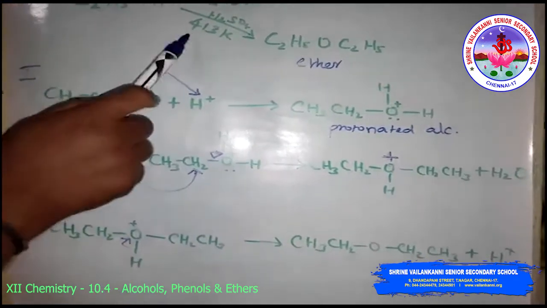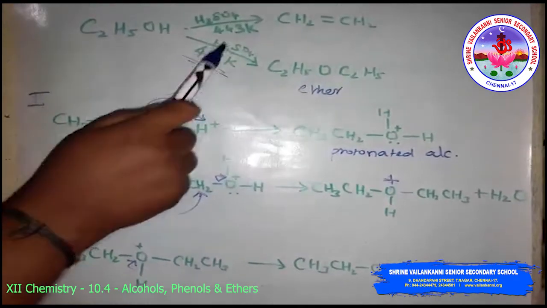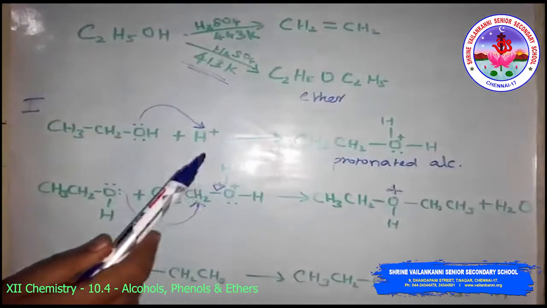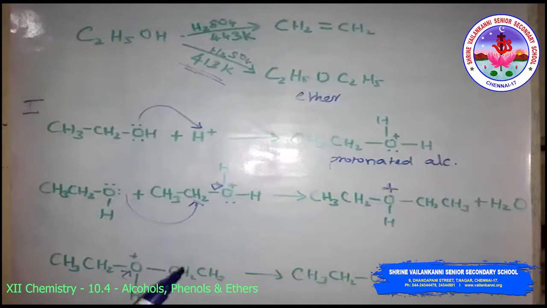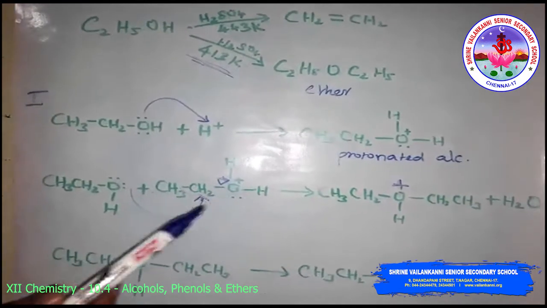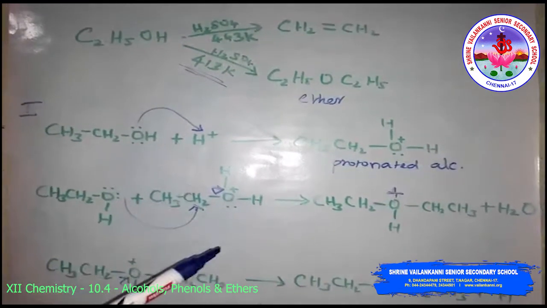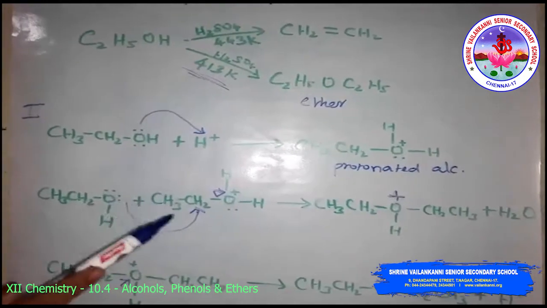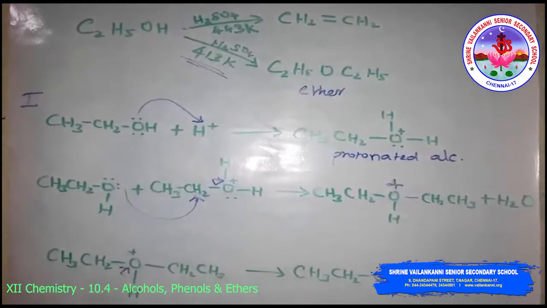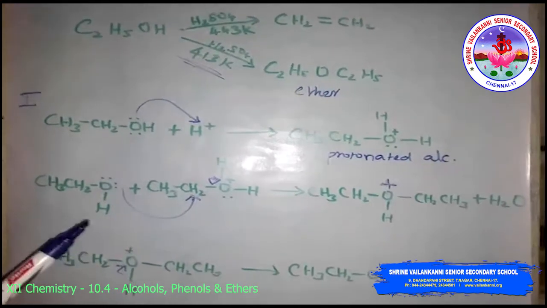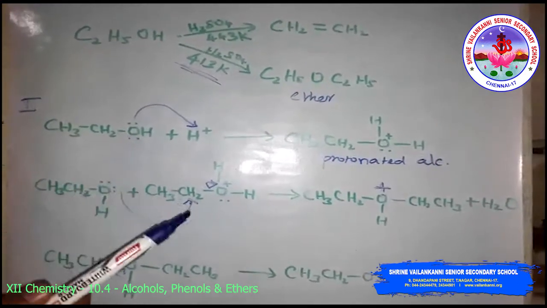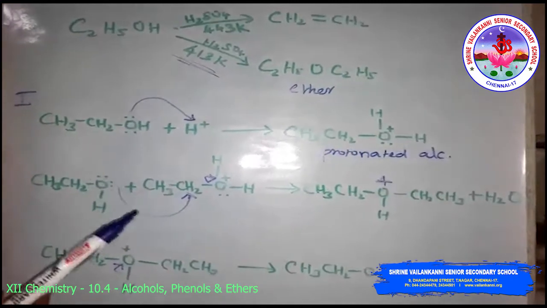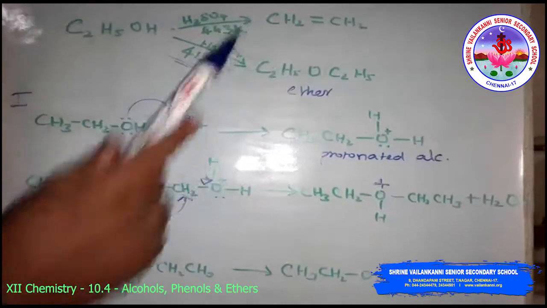So here the temperature is what? 413. But here the 443 means it gives alkene. So the reaction follows SN1 pathway when the alcohol is secondary or tertiary, about which you learn in higher classes. However, the dehydration of secondary and tertiary alcohol to give the corresponding ethers is unsuccessful as elimination competes over substitution, and as a consequence alkenes are easily formed.